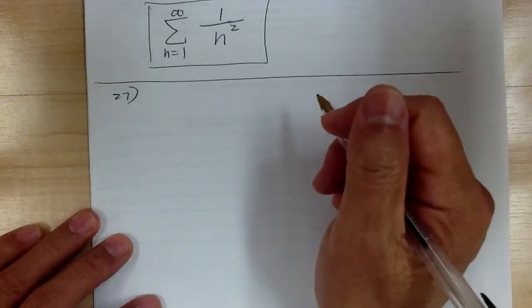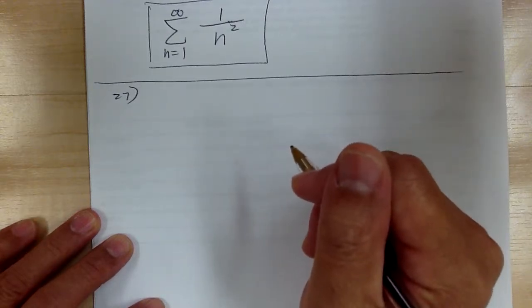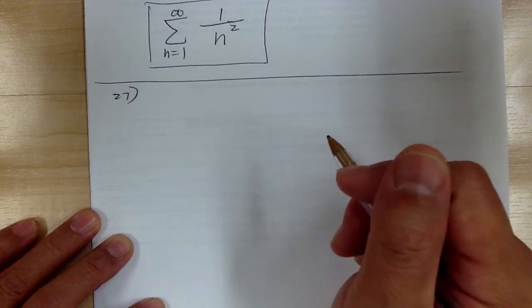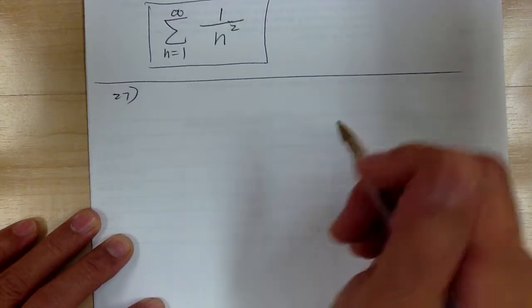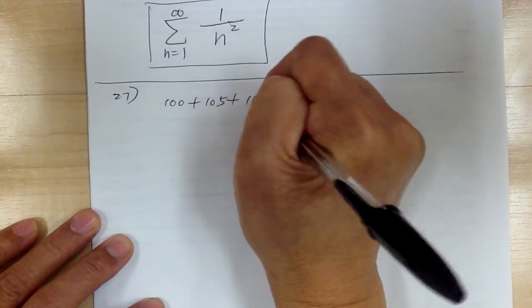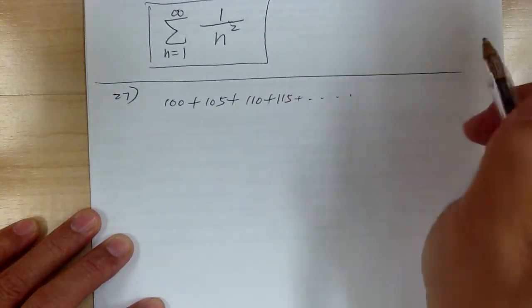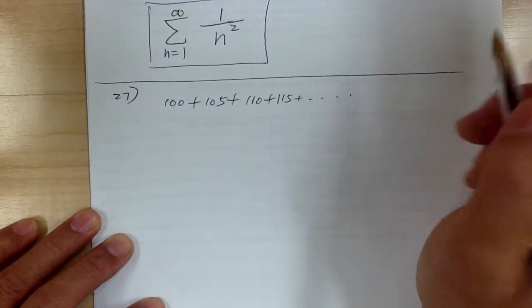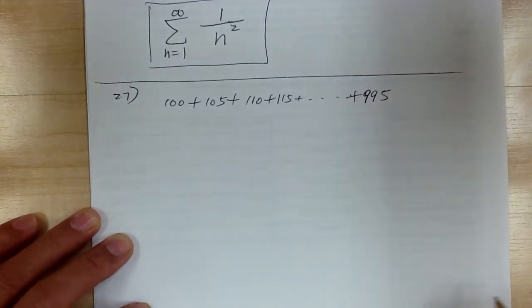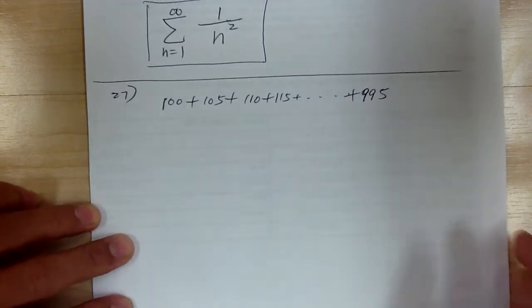Okay, 27, you have to read the description and write down your series first. It says the series consists of the positive 3-digit integers divisible by 5. So that would be 100, 105, 110, 115, dot dot dot, and the largest 3-digit integer is 995. Okay. So again, there are different ways you can do this kind of problem.